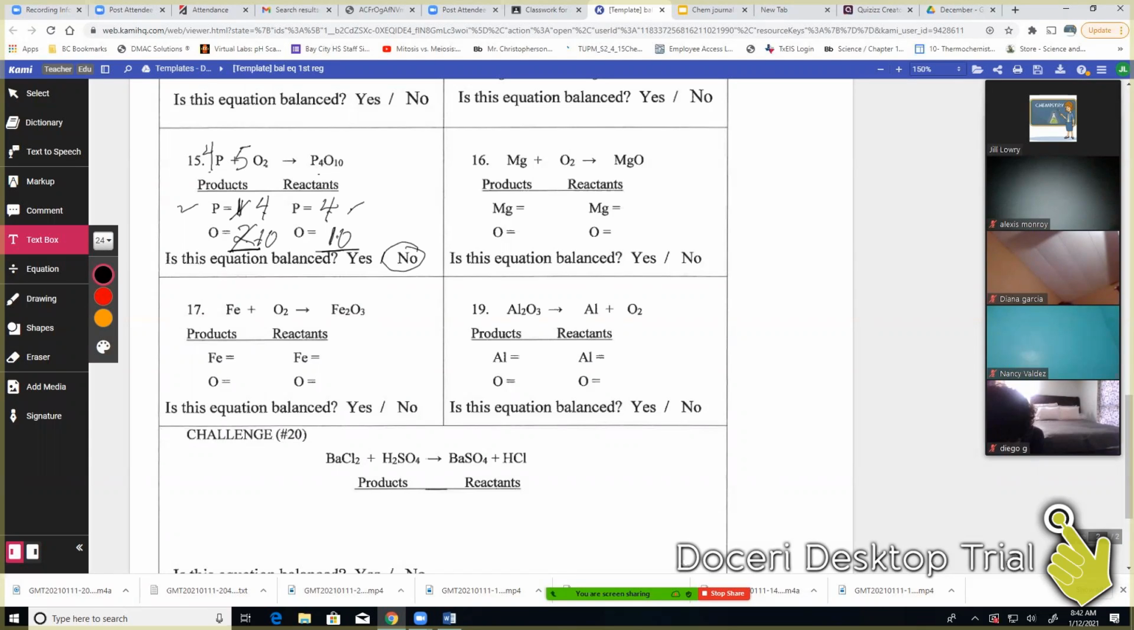Y'all ready to give one a try? All right, why don't y'all take a minute and try number 16. Start off with what you have and then see what coefficients you need to change it to.